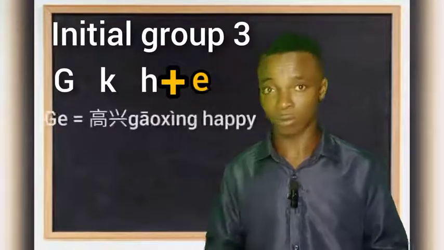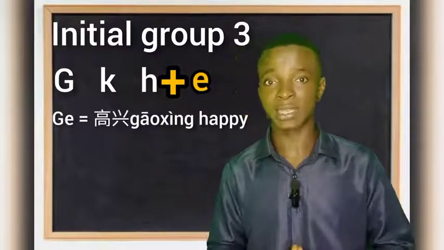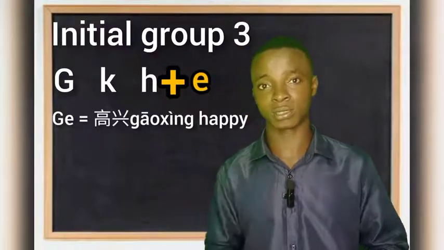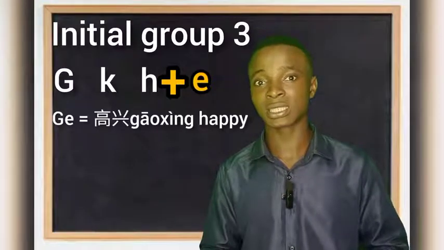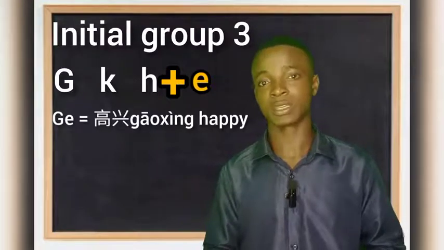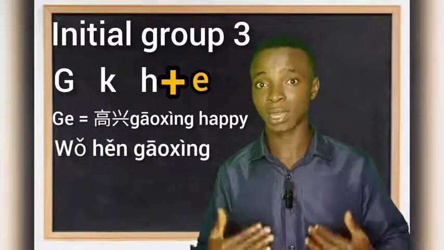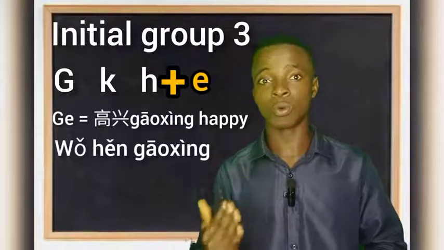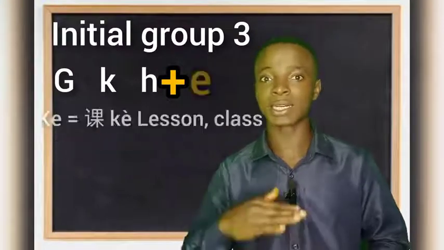Now, the first one, which is g, the word for happiness in Chinese means 高兴. Repeat after me. 高兴. G, 高兴. I'm very happy. 我很高兴. I'm very happy. 我很高兴.